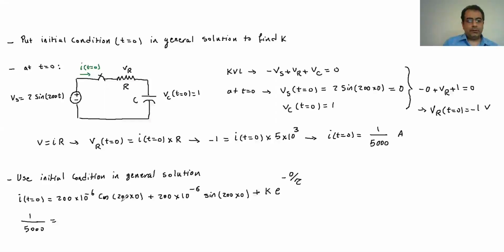So the cosine 0 is going to be 1. So I'm going to have the 200 times 10 to the negative 6. This term is going to be 0 because sine 0 is going to be 0. And this one, the e to the power of 0 is going to be 1.